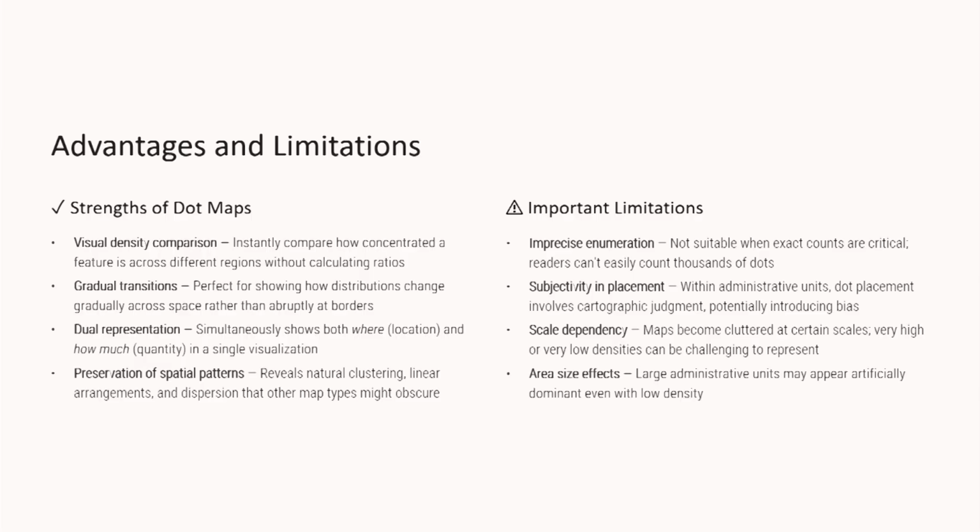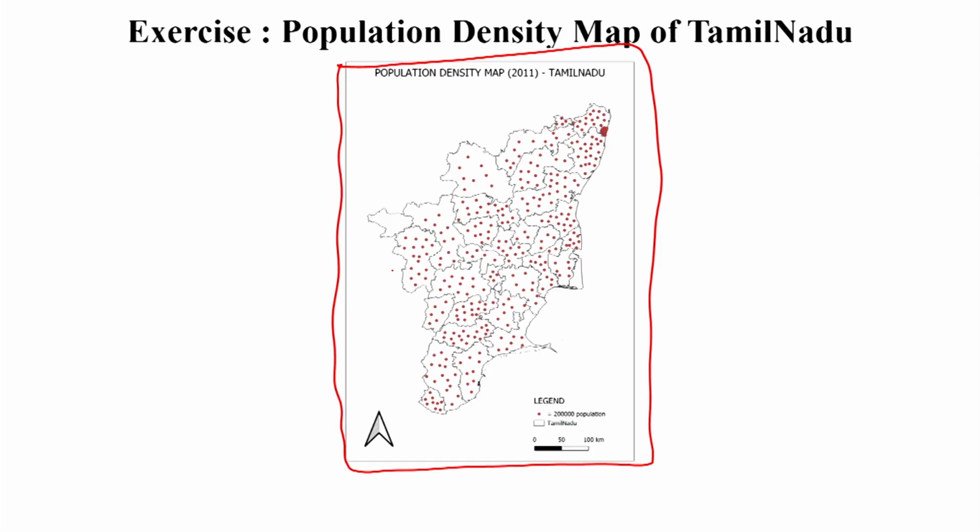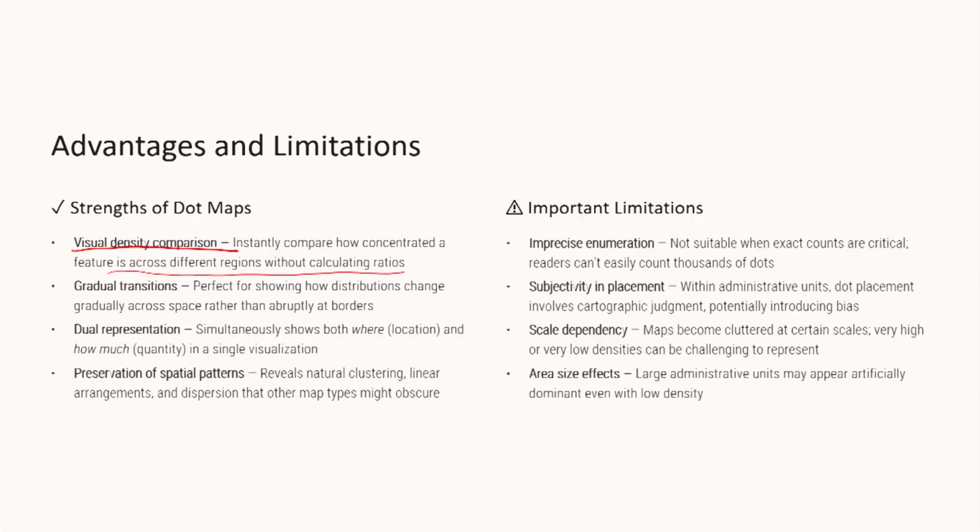Now we will discuss some of the advantages and limitations of using a dot map. The first strength of using a dot map is visual density comparison. Instantly we can compare how concentrated a feature is across different regions without calculating ratios. Here we can see wherever the population density is more and where it is less, immediately as we see the map. We do not have to calculate any ratio or do any kind of calculation, we can interpret it easily by seeing the map.